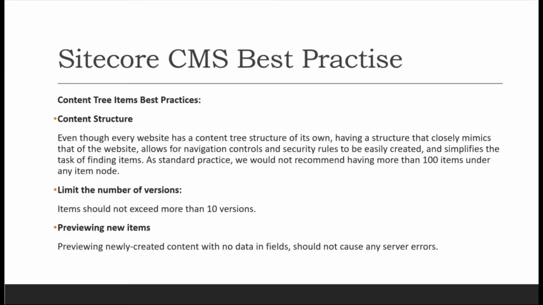Another best practice that Sitecore suggests is that the number of versions we create in the master database should be less than 10, and should not exceed 10. If the number of versions is more, the CMS will be slow. So try to maintain versions below 10.